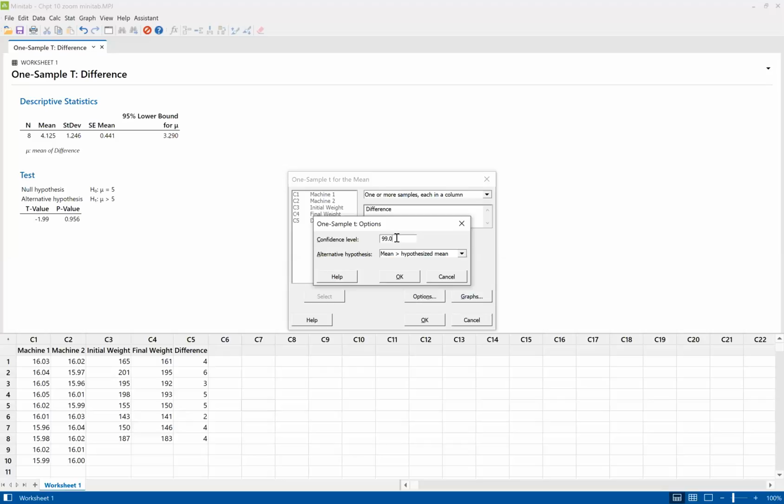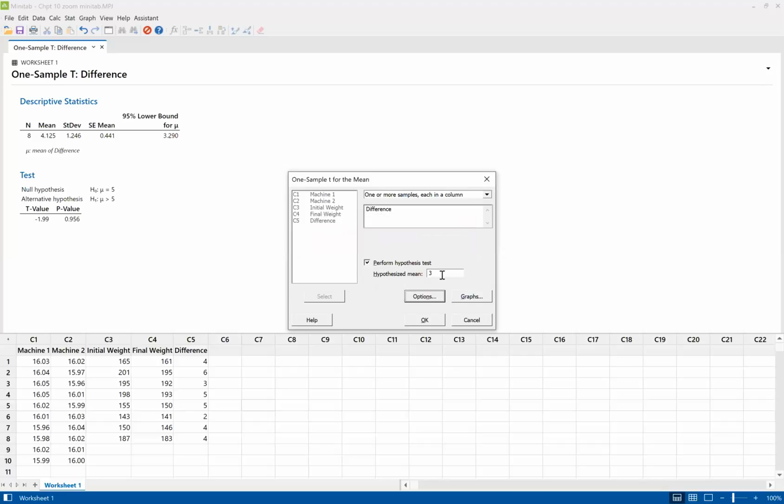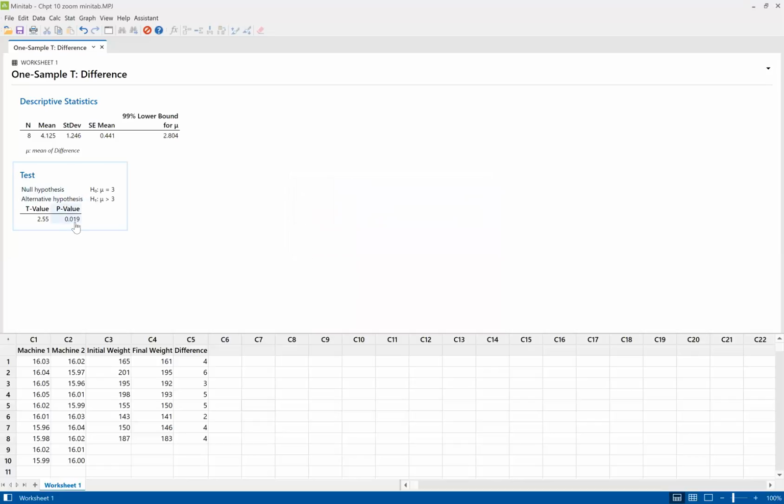My alpha can be 0.1, and I'm looking at a confidence interval of 90. But in this case, I'm looking at an alpha of 0.01 and a confidence level of 99. So back to a hypothesized mean of 3 pounds, but this time at a 99% confidence. Hit OK. What do I have here?